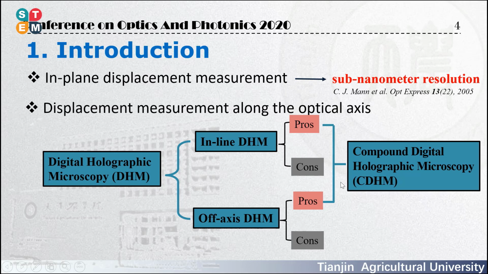So today we propose a technique which combines the pros of both inline and off-axis DHM, but avoids the cons, namely the combined digital holographic microscopy, the CDHM. The CDHM makes full use of the pros, but avoids the cons to make sure that the high resolution can be obtained, and both the in-focus and out-of-focus particles can be measured. In the experiments on the silica particle movement, we can see that 5 nanometer resolution for in-focus particle and 2 nanometer resolution for out-of-focus particle can be reached.